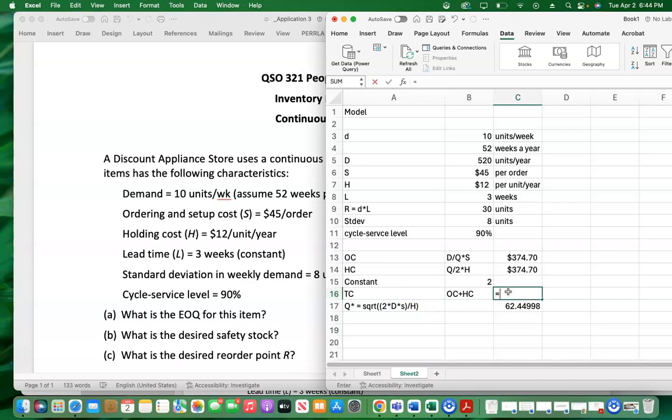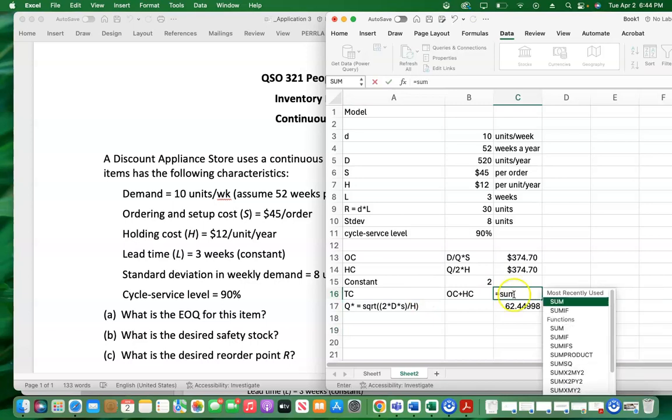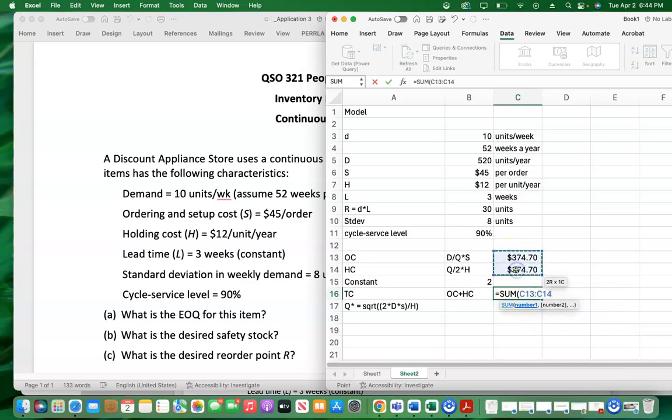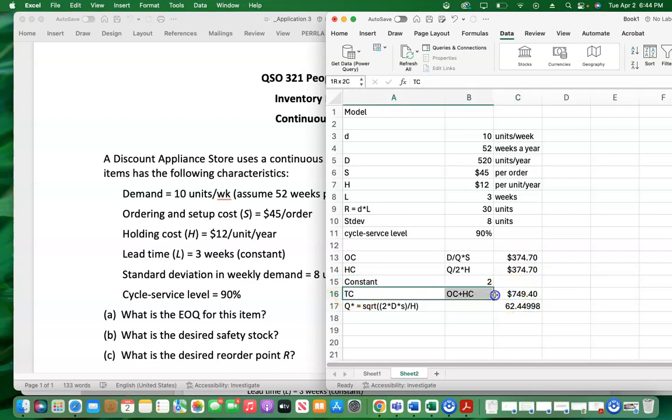So you can put equal sign and then type summation. And so we can sum these two. And if you close the bracket and enter, we can see that this is the total cost of ordering and holding this particular item for the whole year.